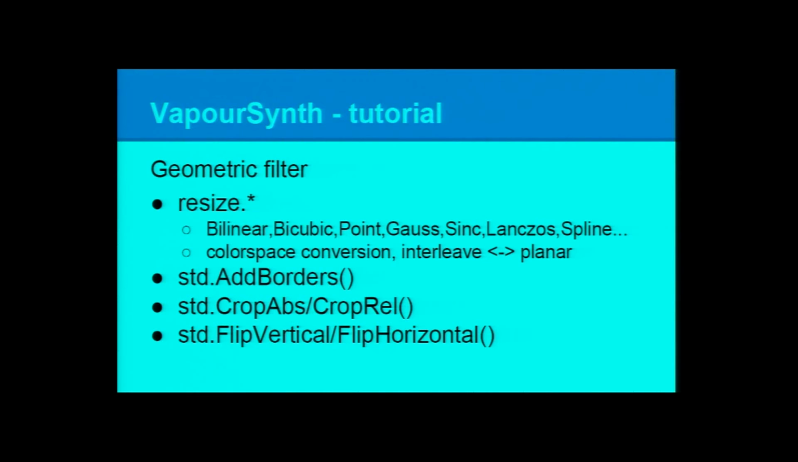Resizing, border extending, and cropping are the major ways to change the geometry of the video clips. If you want to resize the video, we can use resize bilinear, bicubic, point, Gaussian, or spline. Like here, we can call resize first to resize the video smaller, and we call resize point to resize the video bigger, and we will get a mosaic effect.